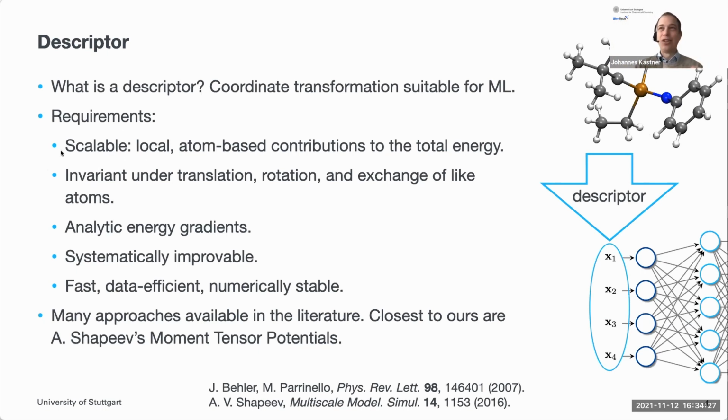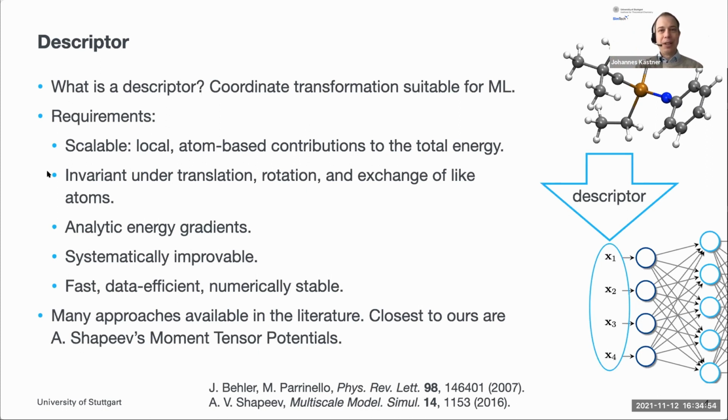It should be scalable, essentially. We want to have one descriptor, and with that, we want to be able to describe larger and larger systems that can be condensed phase, that can be larger molecules, whatever. So therefore, for many properties, an atom-centered description, a local descriptor, is beneficial because that can be extended, and the computational effort will grow linear with the system size.